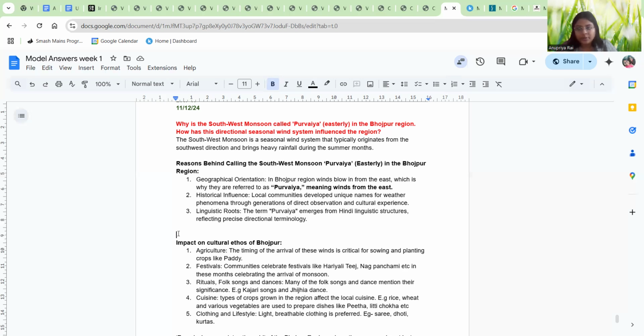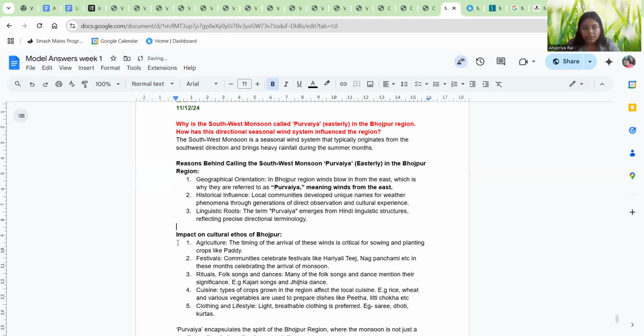You can talk about historical, etymological, linguistic origin. Okay, you can just briefly explain it, even though you don't know a lot about it. Okay, so we'll talk about the impact on the cultural ethos of the Bhojpur region.